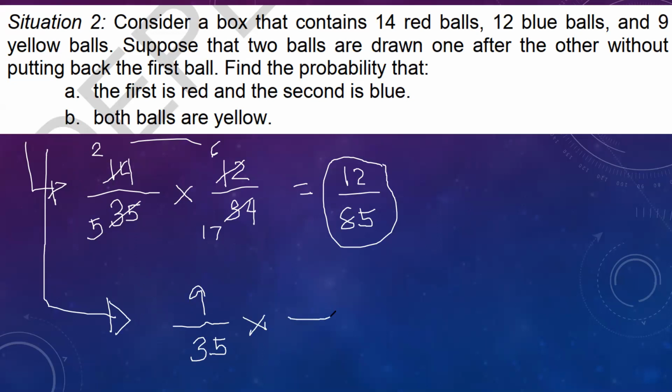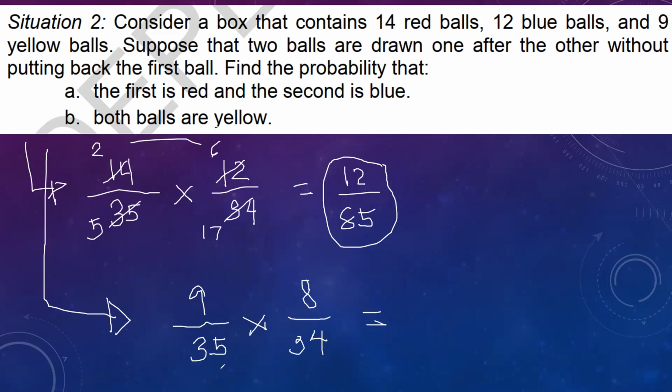Ang sunod na gusto mo ay yellow ulit. So ilang yellow na lang ang meron? 8 na lang, kasi hindi mo binalik yung isa. Ilan na lang ang pagpipilian mo? 34. Parehong nabawasan kasi parehong yellow yung ginawa natin. So this is our probability, 9 over 34.